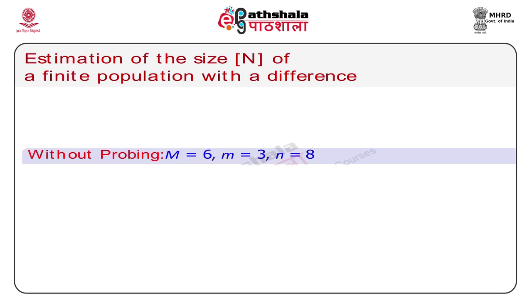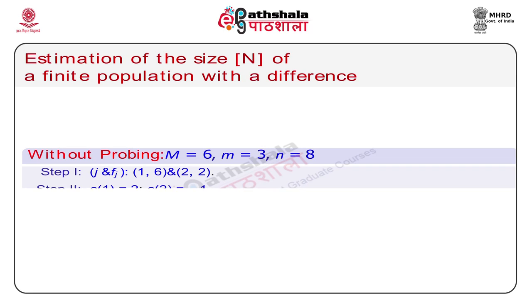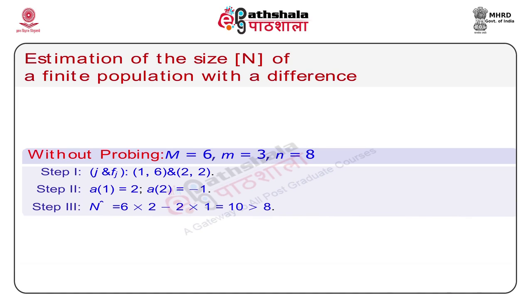Without probing, we have capital M is 6, small m is 3, and small n is 8. Then step 1, j and fj's are 1, 6, and 2, 2. Step 2, A1 is 2 and A2 is minus 1. And therefore, N hat is equal to 6 times 2 minus 2 times 1, which is 10, more than 8. So, the interesting thing is that because there are 8 individuals and there is no probing, we are looking at the classification of the small hj values of these 8 individuals, and 6 of them are singletons and 2 of them are in 2.